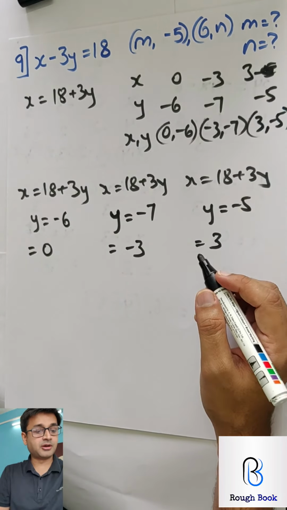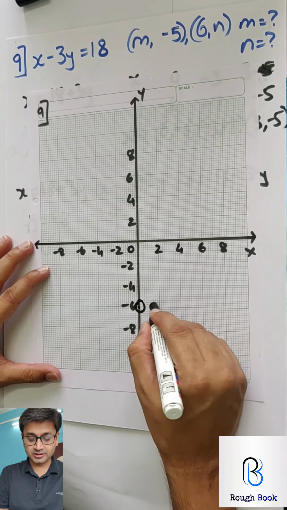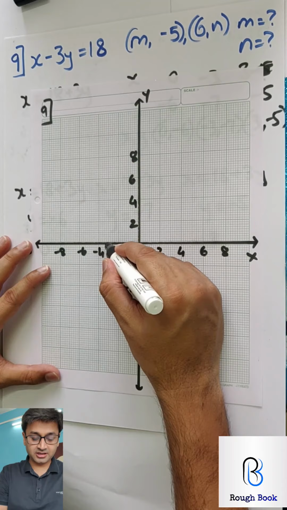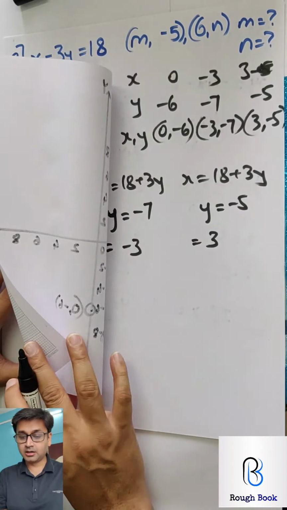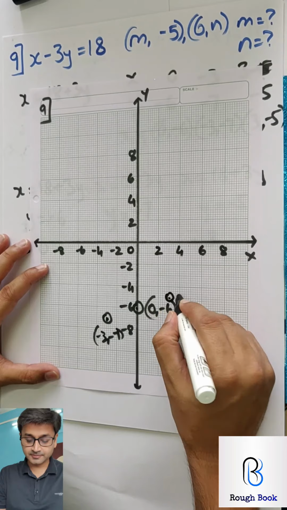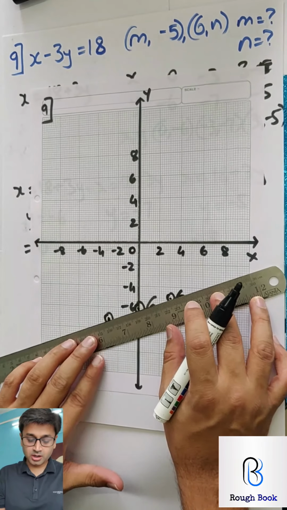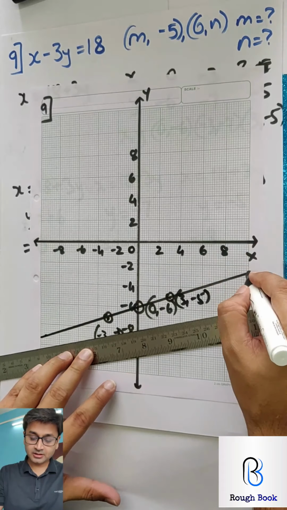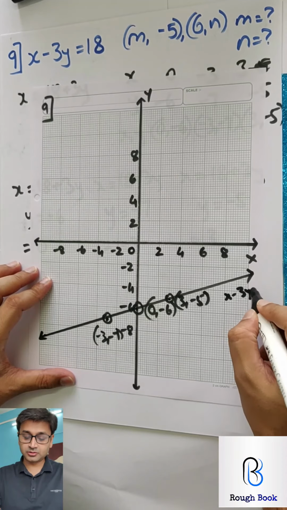Let's plot sum number 9. 0 by minus 6 should be here on the y-axis. Minus 3, minus 7 should be here. And 3 by minus 5, sorry, 3 by minus 5 should be here. I'm sure they are collinear. So let's draw a long line. Just in case you want to find the other parts, you can easily find them. Write down the equation: x minus 3y equals 18.